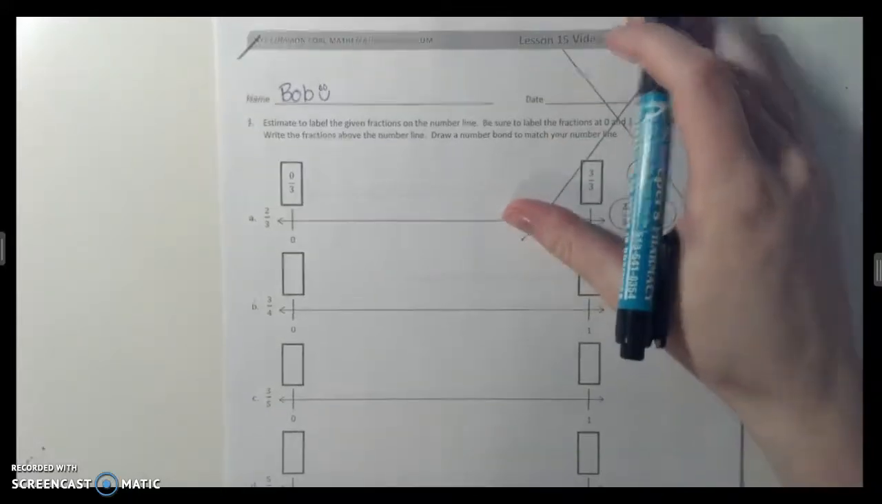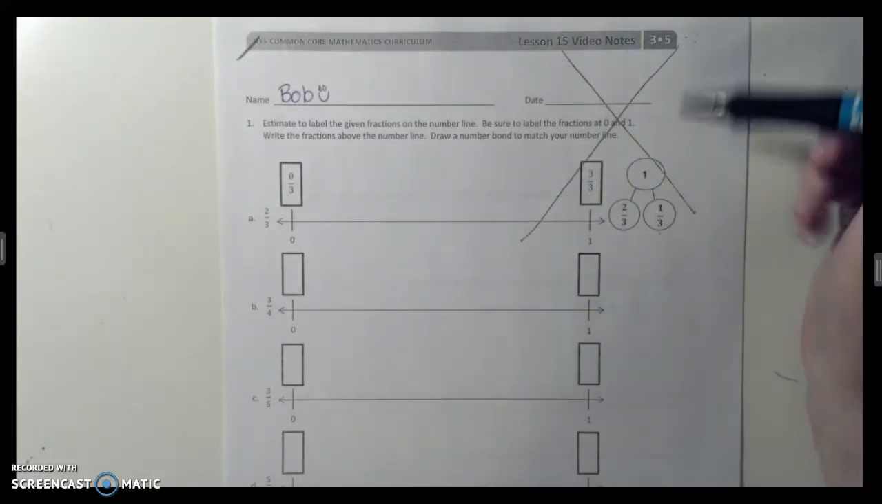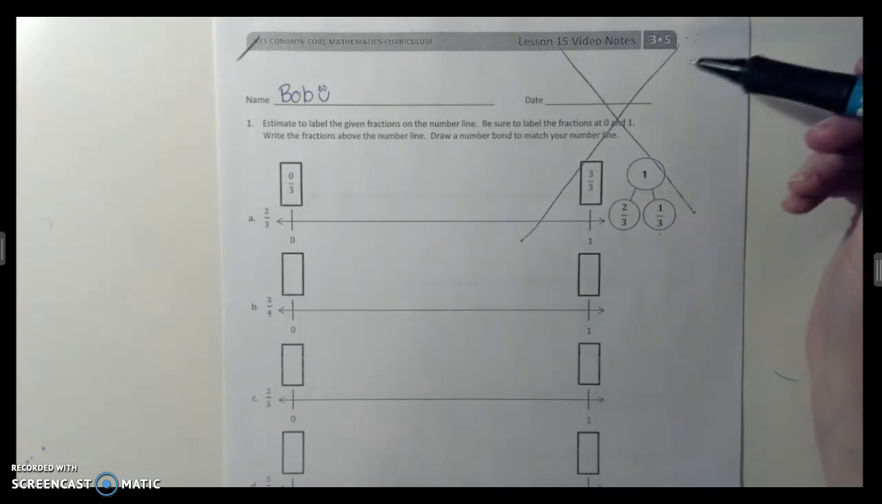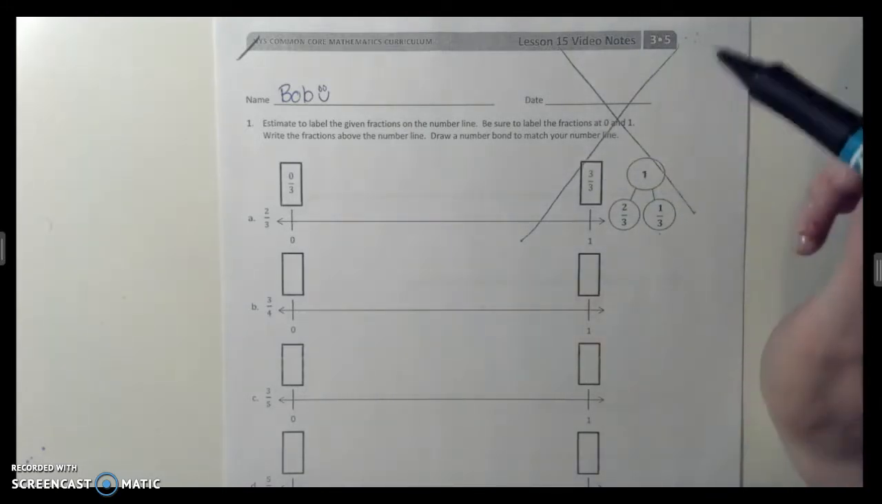All right, here we go with lesson 15 video notes. Ignore this big X. Don't know why it's there. Oh well, we're just going to ignore it.